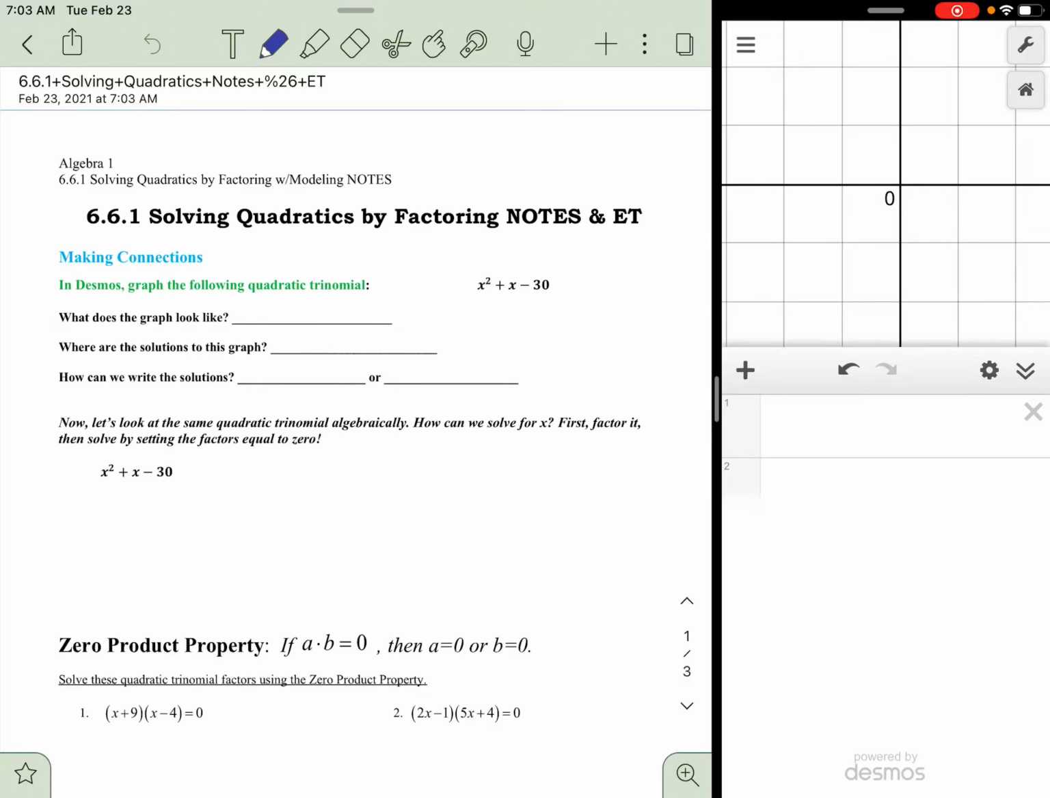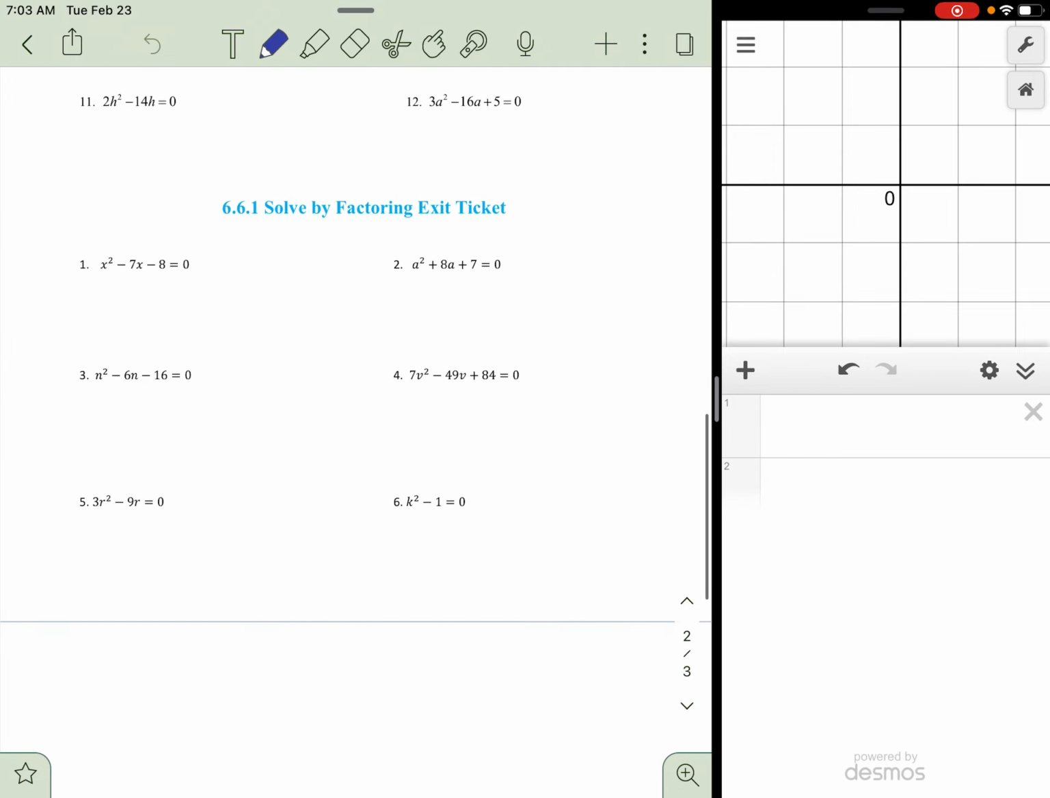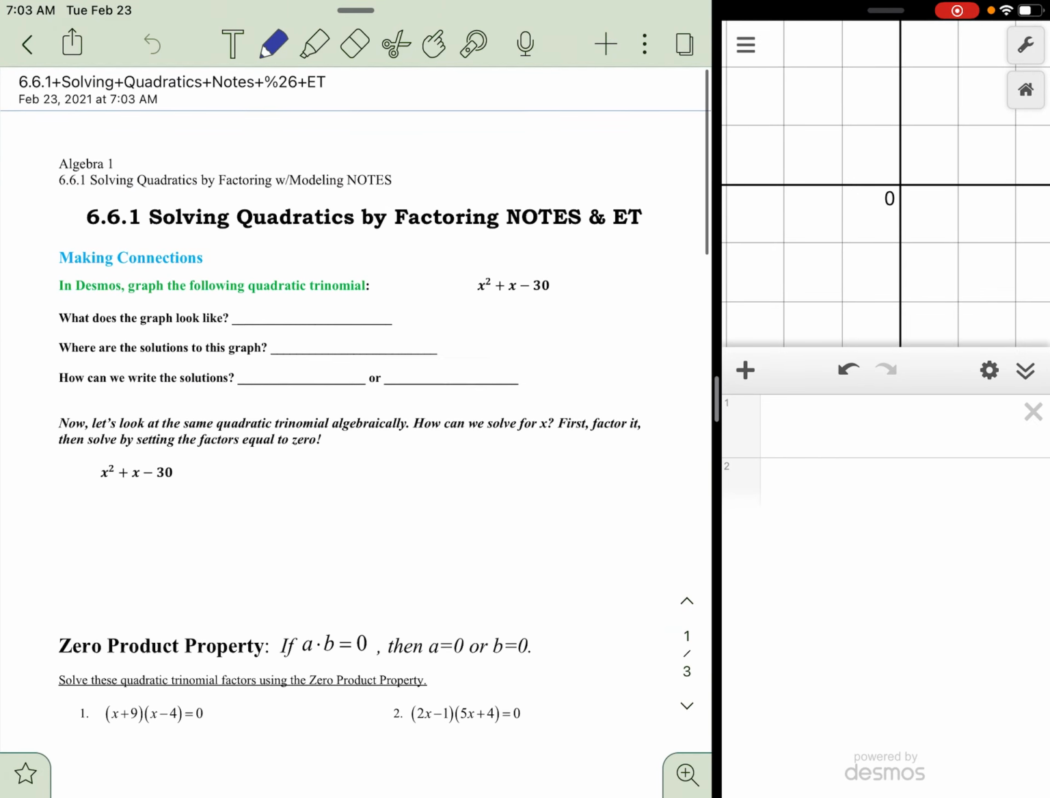All right, today is Tuesday, February 23rd, and for Group B, you will be taking the quiz in class. If you finish early, you'll be able to get started on this. But for Group A, this will be your notes and homework assignment. And it's not terribly long, just lots of practice here with an exit ticket.